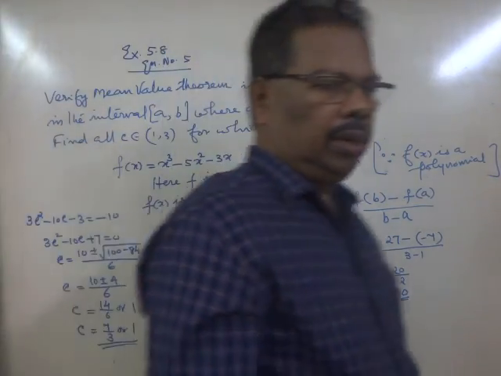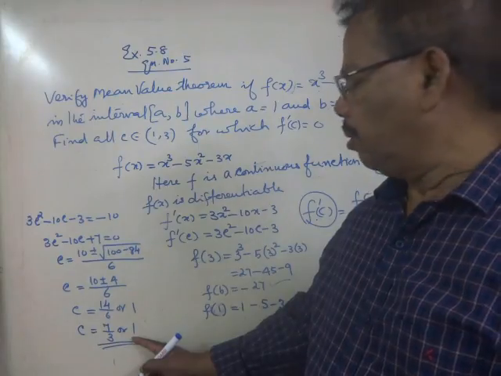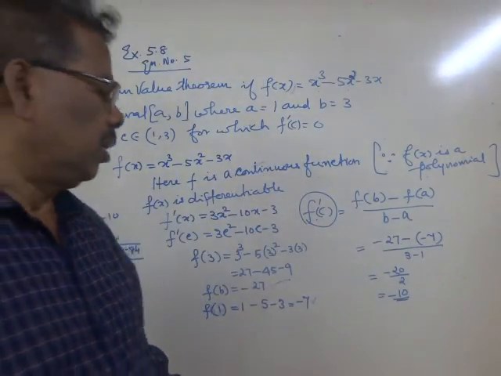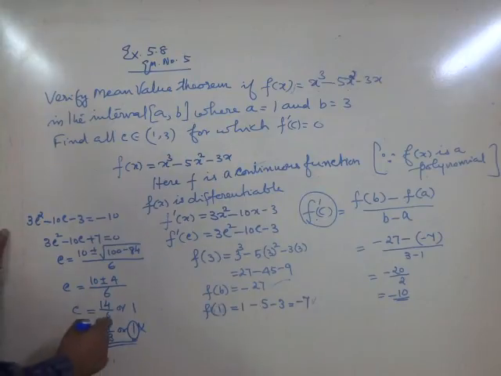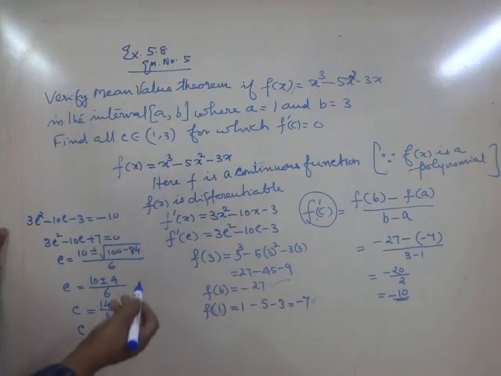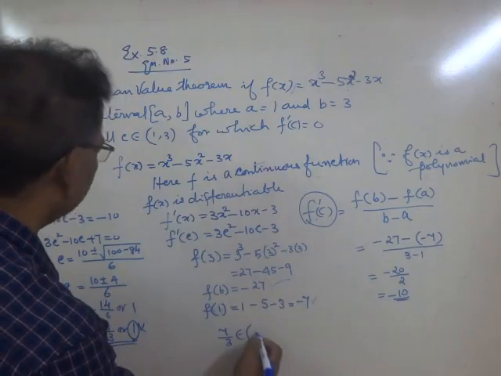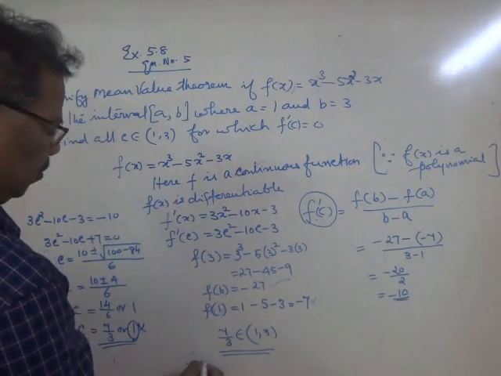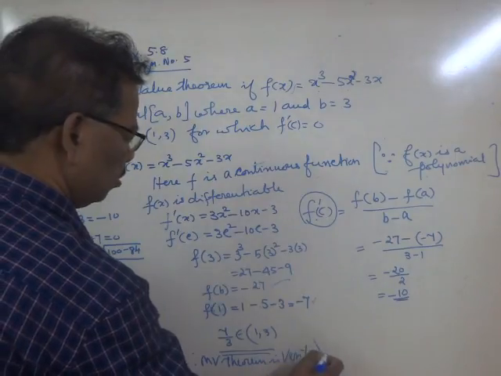We have to make sure whether any of these values will be in the open interval (1, 3). 1 cannot be admitted. 7 by 3 means 2 and 1 by 3. So, that value, 7 by 3, belongs to the open interval (1, 3). Therefore, the MV theorem is verified here.